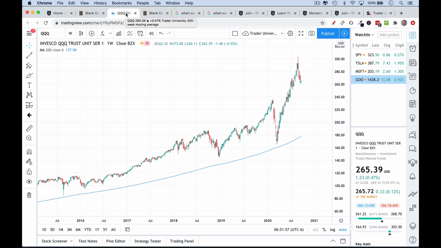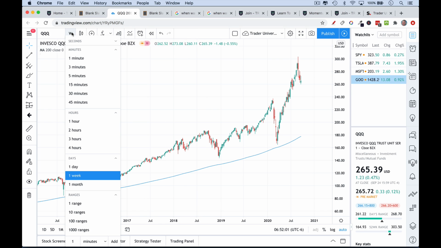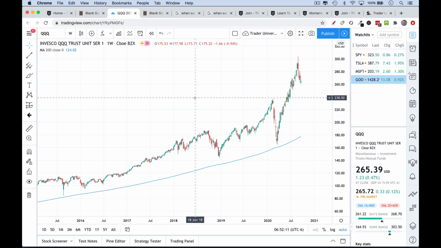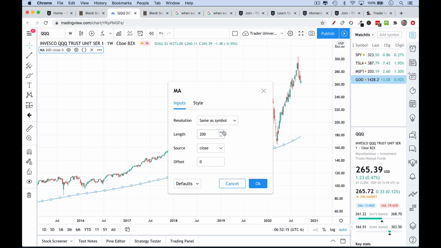This is a TradingView chart. I have weekly bars here. We can see up here in the drop down I've selected 1 week. I don't pay any attention to these numbers in the lower left-hand corner. Sometimes those confuse people. I've just dropped in the ticker QQQ, and then I've added a moving average. And this is a weekly moving average because each bar is a 1 week bar. And I've set the weekly moving average to 200.